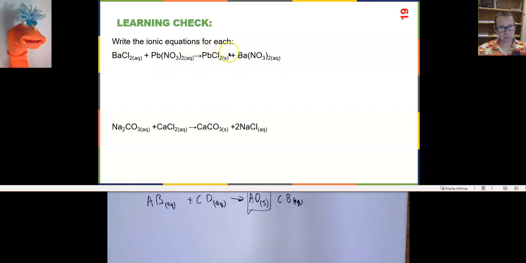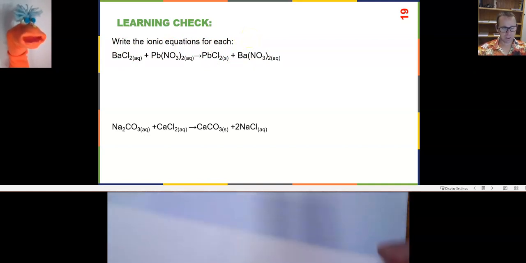This one here is solid. These three are aqueous, and we would like you to write the ionic equation. You think you can do that, Fred? I think I understand what the ionic equation is. All right, let's see if you can do it. Everybody at home, take your time. Push pause, write up the ionic equation on a piece of paper, and then Fred and I will do it.